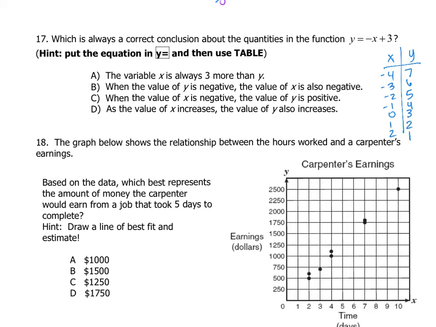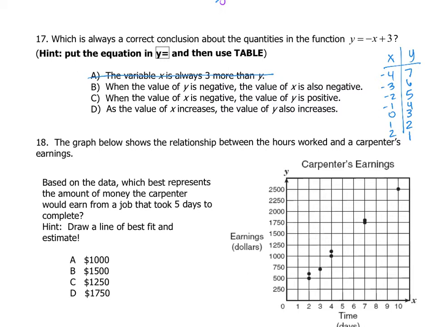It says the variable x is always 3 more than the variable y. Well, you can look at that and tell that that is not true, because it looks to me like in a couple of cases y is greater than the x, but that doesn't work out. So the answer is not A.